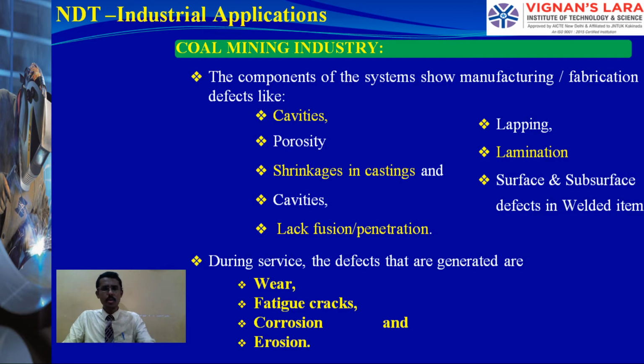The components of the system show manufacturing and fabrication defects, such as casting defects and welding defects. Here I have noticed a few defects: cavities, porosities and shrinkage in the castings; lack of fusion and lack of penetration in the welds; laps and laminations in the base material; and surface and subsurface defects in the welded items. So lack of fusion, lack of penetration and porosity are all related to welding defects.